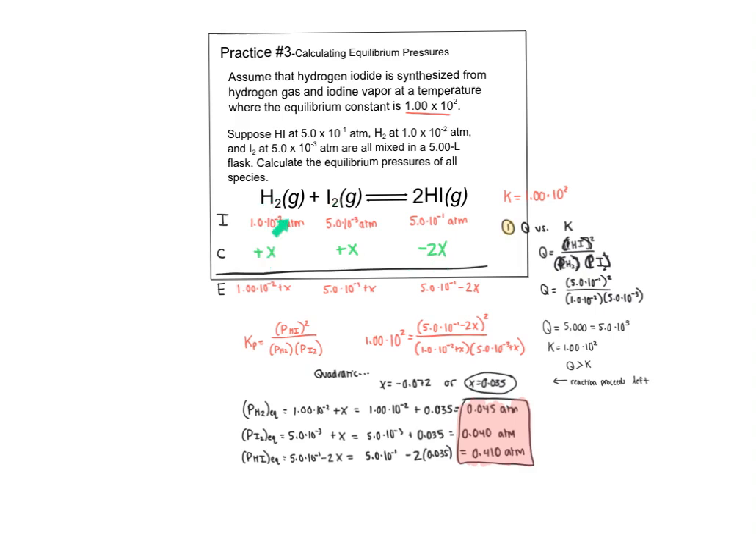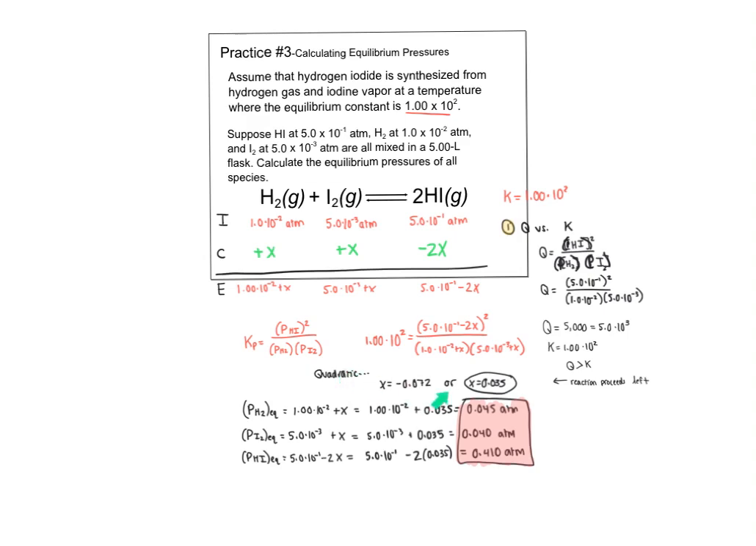So then I do my I plus C, so 1.0 times 10 to the negative second plus x, 5.0 times 10 to the negative third plus x, 5.0 times 10 to the negative 1 minus 2x. I plug those into my KP expression. They gave me KP, and I can solve for x. Unfortunately, KP is not small enough that I can omit the minus 2x and the plus x and plus x. So we have to do a quadratic, or you can plug it in your calculator.